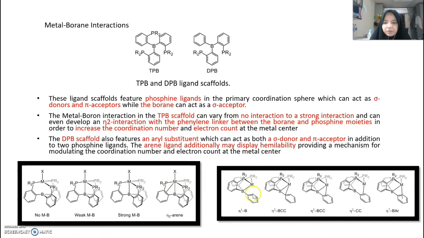Secondly, for the DPB scaffold, the phosphine and aryl substituents act as a sigma donor and pi acceptor. And then the arene ligand addition, like the arene interaction, may display flexibility that provides a mechanism for modulating the coordination number and the electron count at the metal center.